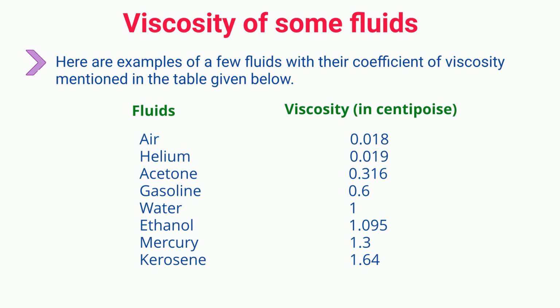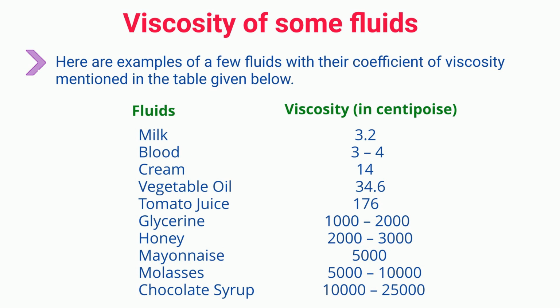Fluids, viscosity in centipoise: air 0.018, helium 0.019, acetone 0.316, gasoline 0.6, water 1, ethanol 1.095, mercury 1.3, kerosene 1.64, milk 3.2, blood 3, cream 14, vegetable oil 34.6, tomato juice 176, glycerin 1000 to 2000, honey 2000 to 3000, mayonnaise 5000, molasses 5000 to 10,000, chocolate syrup 10,000 to 25,000.